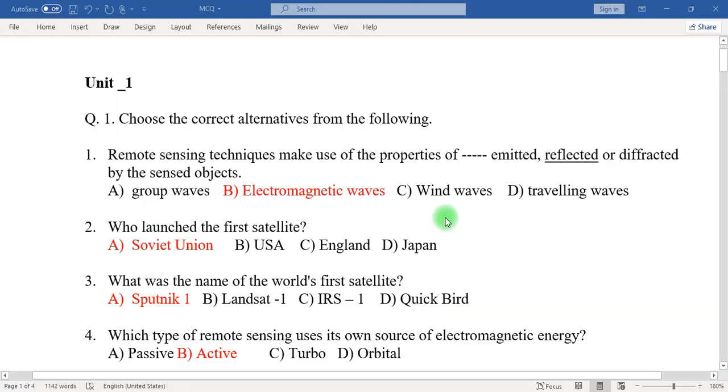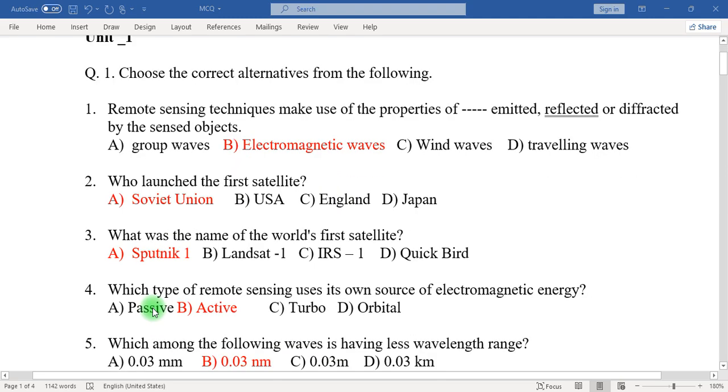Unit number 1, question 1, choose the correct alternatives from the following. 1. Remote sensing techniques make use of the properties of dash-dash emitted, reflected or diffracted by the sensed object. Correct answer, electromagnetic waves. Who launched the first satellite? Correct answer, Soviet Union. What was the name of the first satellite? Correct answer, Sputnik 1.